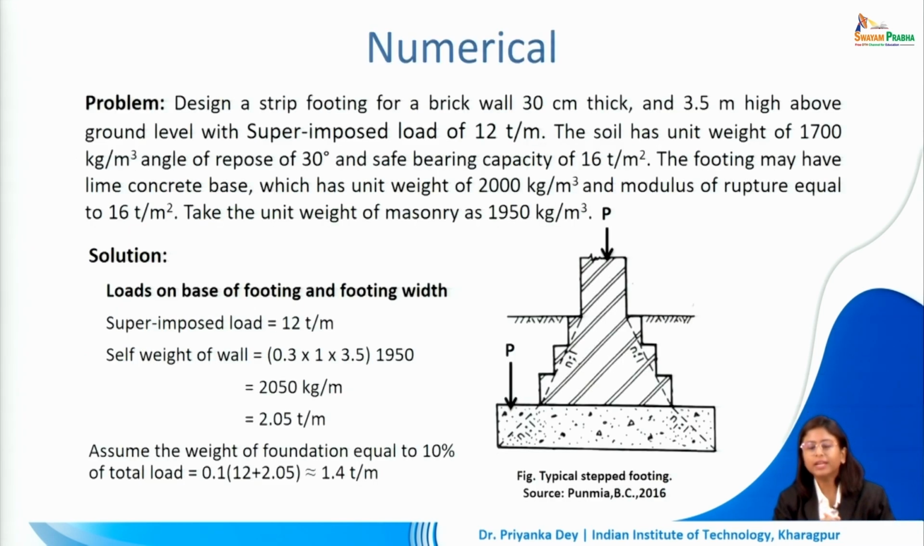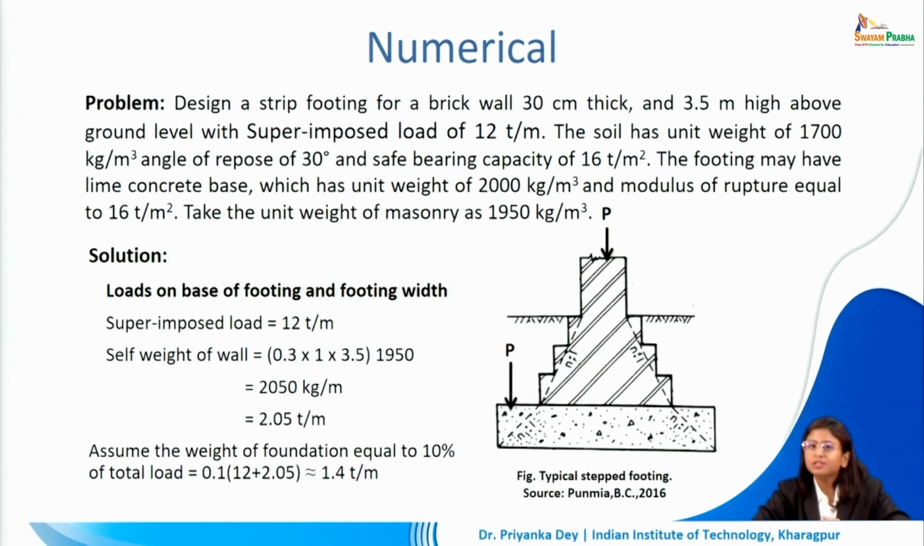So, let us take a look at one numerical and walk our way through the formula we just learned and try and apply that. So, what is our problem at hand today? We have to design a strip footing for a brick wall. The brick wall is 30 centimeters thick and it is 3.5 meters in height above the ground level. The superimposed load is 12 ton per meter.